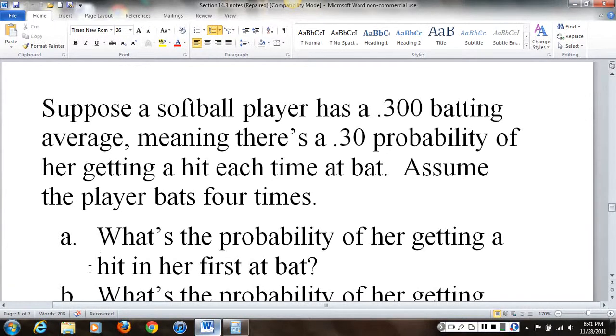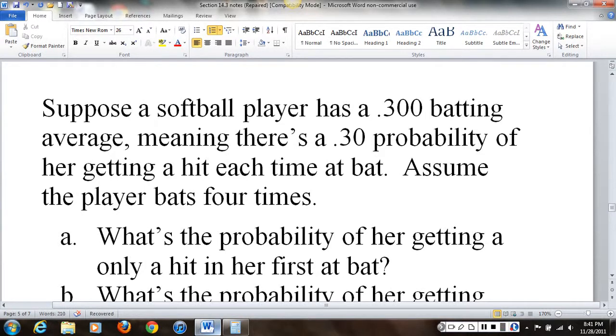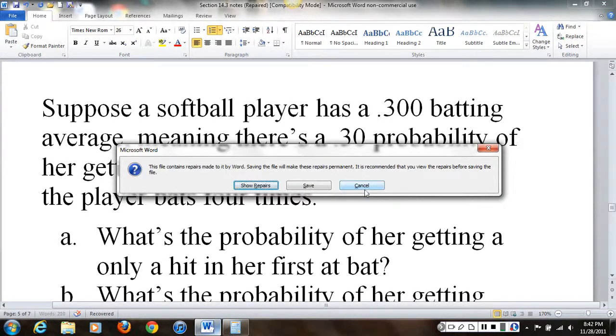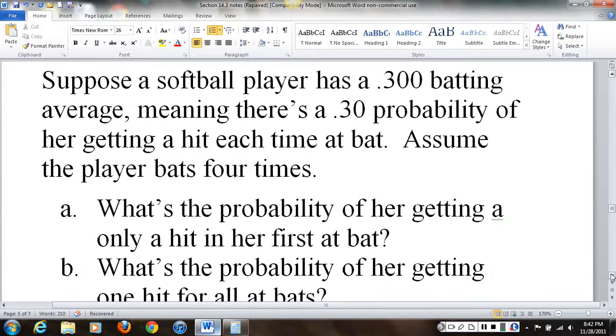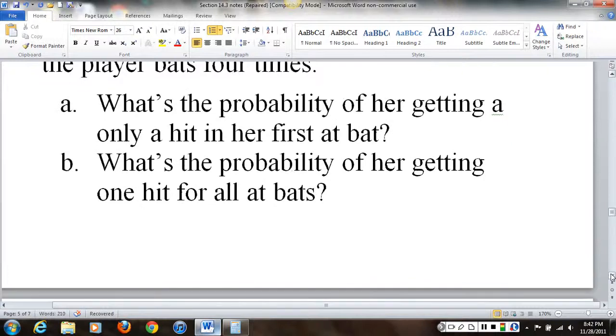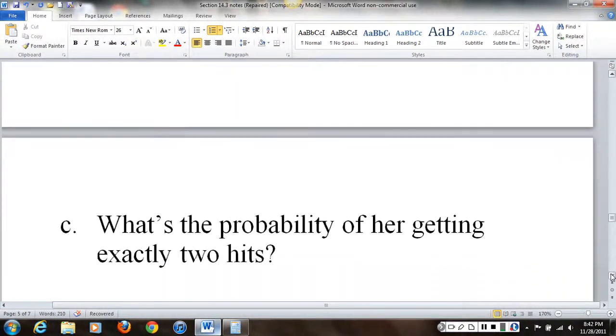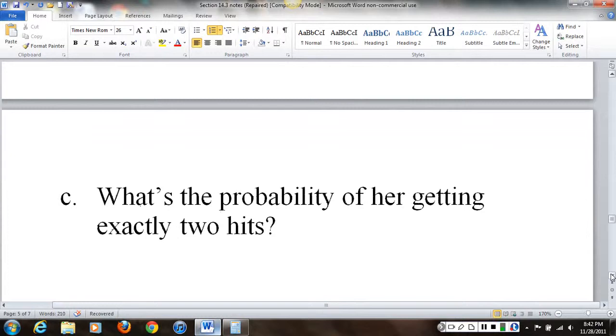And we'll actually add in only a hit in her first at bat. So out of all 4, she just gets a hit in 1, and that being the very first one. B, what is the probability of her getting 1 hit for all at bats? And C, what's the probability of her getting exactly 2 hits?